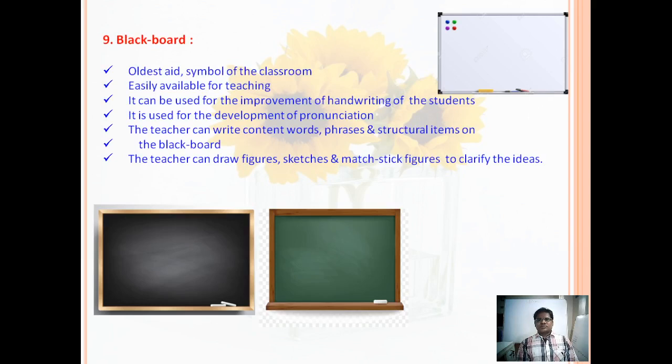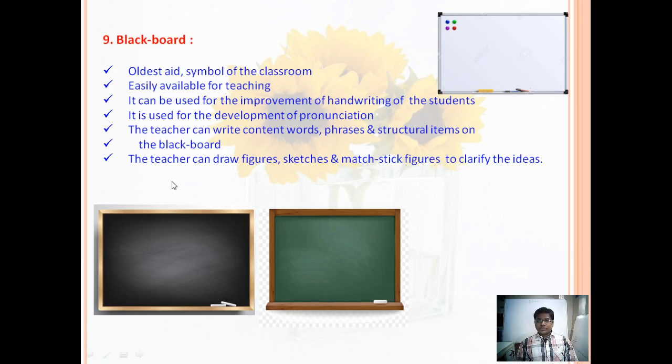And this is visual aid number 9, that is the blackboard. Traditionally, we have seen this type of blackboard. It is always a symbol of the classroom, and it is easily available for teaching.